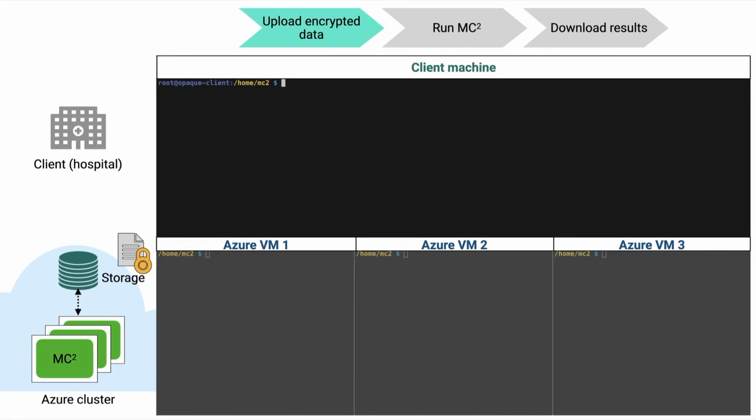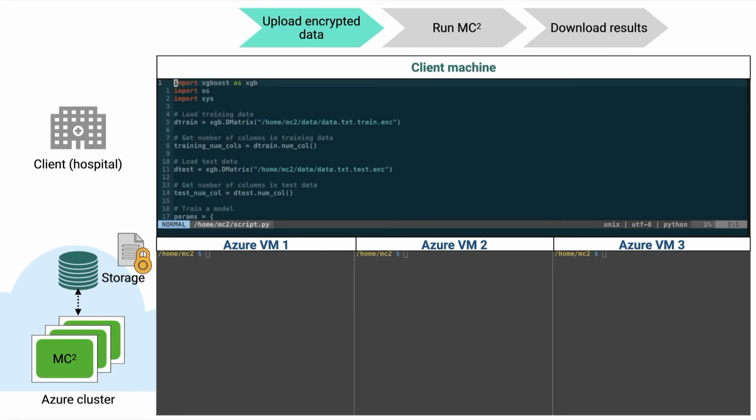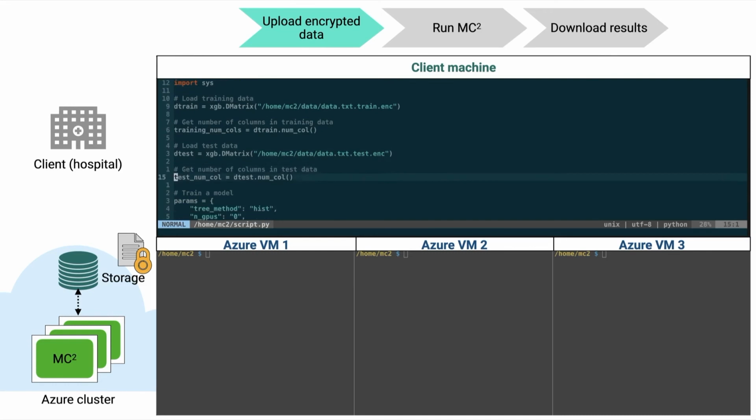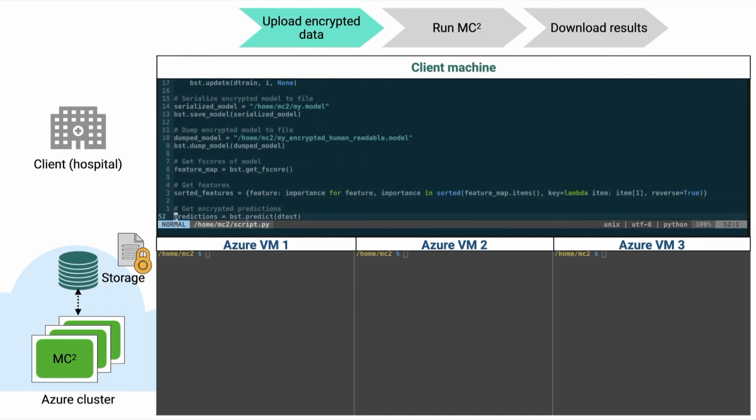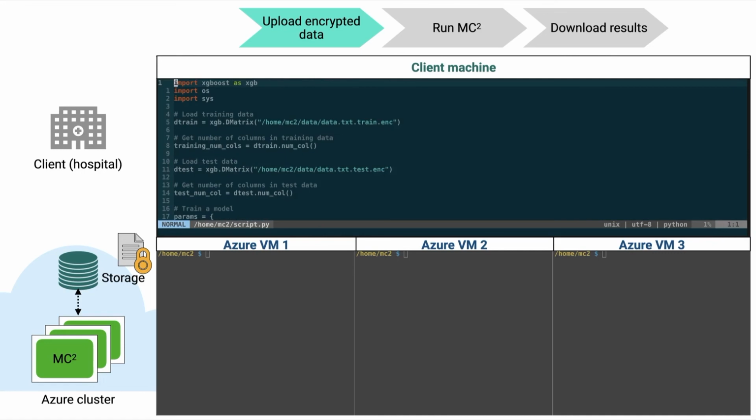Before starting the next step, the user prepares the script containing the computation that will be run by MC². This is what a regular training script looks like without the modifications required by MC². The script first trains a decision tree model on the training data, and then runs predictions on the test data. To run this script using MC², the user only needs to make one modification. They only need to replace the imported training library with the MC² version.